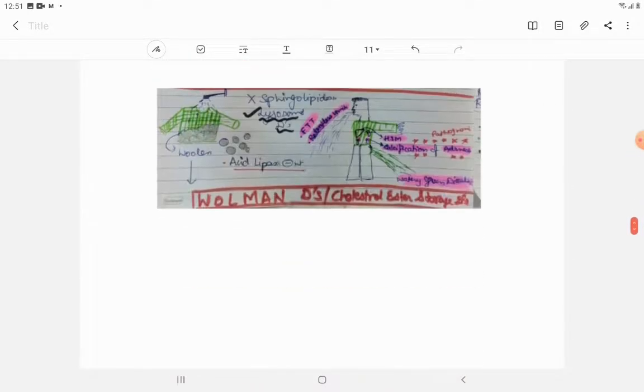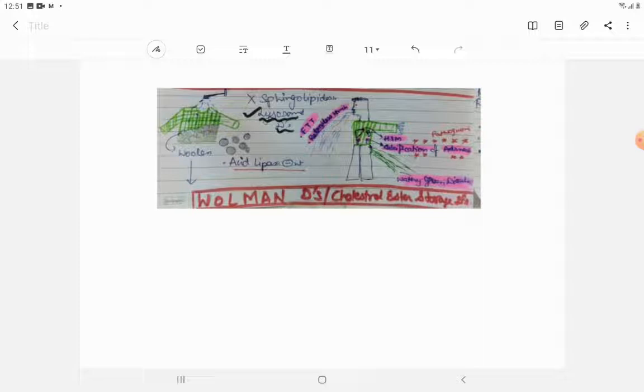Now we'll study Wolman disease, also known as cholesterol ester storage disease. In this picture, as you can see, there is a woolen sweater which is being washed, and like we studied in school, when we wash, micelles are formed. So we are considering that these micelles contain lipids, so it looks like an acid lipase.